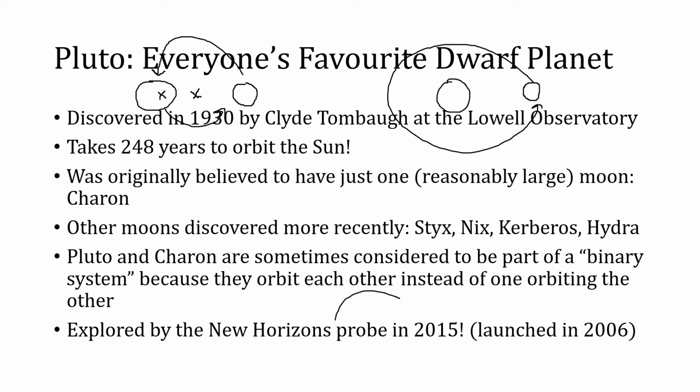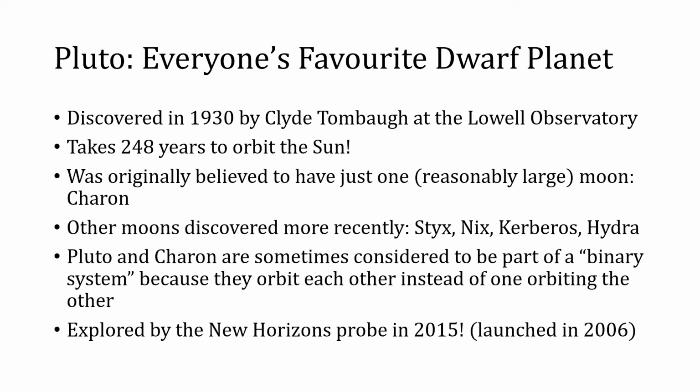So if you have the sun and Earth, sure, they're both orbiting a common point in space, but that point in space is inside the sun. So effectively, Earth is orbiting the sun. But in the case of Pluto, that's not what happens. Pluto and Charon are orbiting a point in space that is outside Pluto. So for that reason, sometimes it's called a binary system, but that's just another fun piece of trivia. And Pluto and Charon and the rest of the moons were explored by the New Horizons space probe in 2015, which is not very long ago.